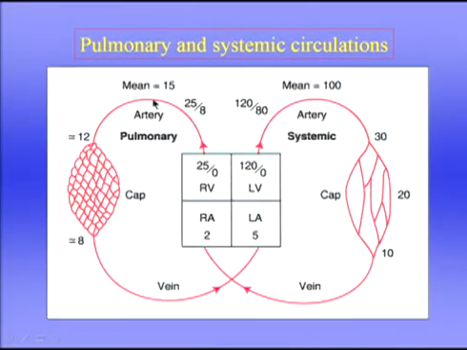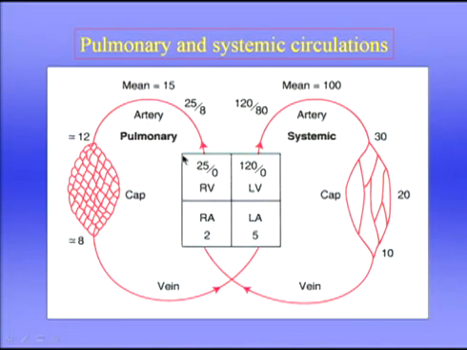Let's look at the vascular resistance of the two circulations. Well, vascular resistance, and we'll talk about this a bit more in a moment, but it's defined as the pressure drop divided by the flow. Now, of course, the flow in the pulmonary and systemic circulations is identical. Those two circulations are in series. But the pressure drop for the pulmonary circulation is what?